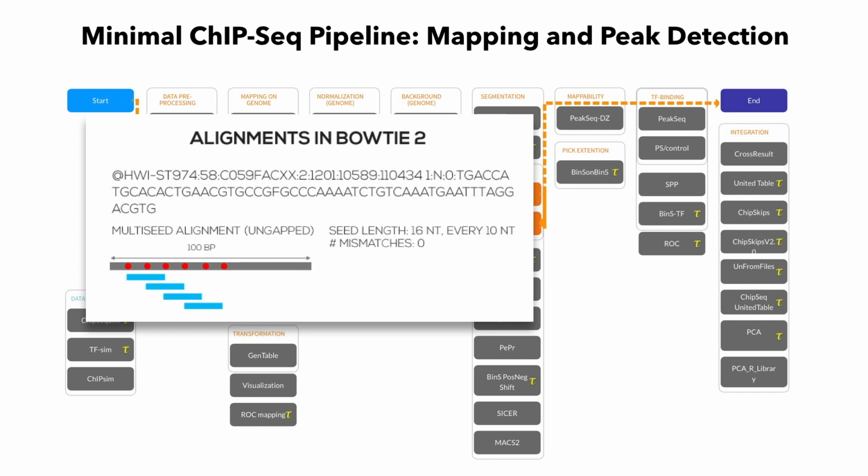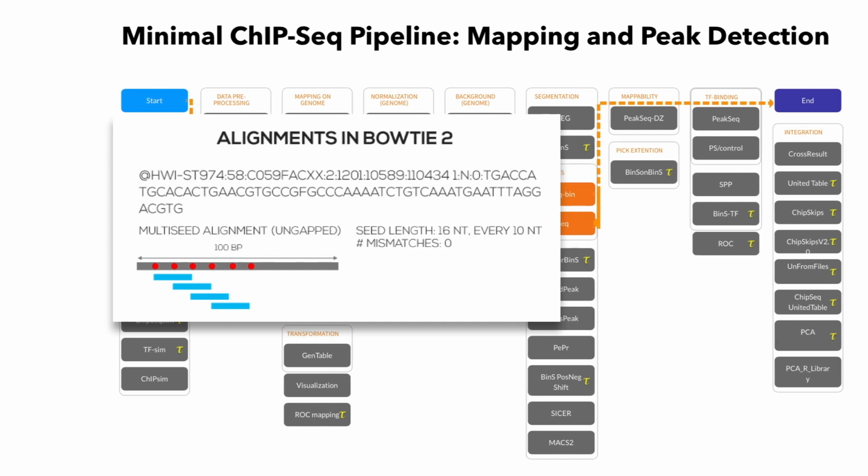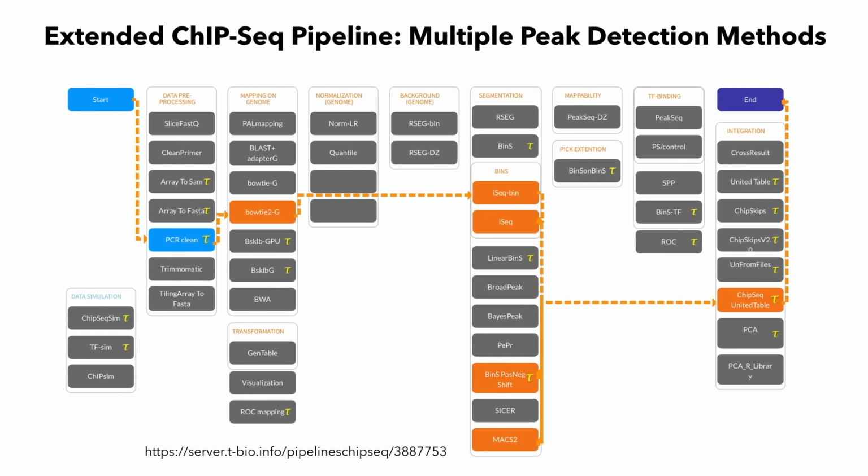The second main step in the analysis of mapped reads is accurate detection of enriched regions. For this purpose, we will use iSeq, a method that uses a Bayesian hidden Ising model for ChIP-seq data to ignore falsely enriched regions caused by sequencing and/or mapping errors. Another, more complete pipeline is shown here. The main change is with including PCR clean to remove PCR duplicates and using multiple methods for segmentation.